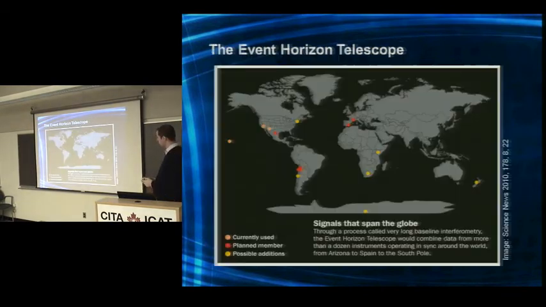And the way we want to do this is, of course, with the Event Horizon Telescope. This is a global array of radio and sub-millimeter telescopes. The key proponents of this array are going to be ALMA.